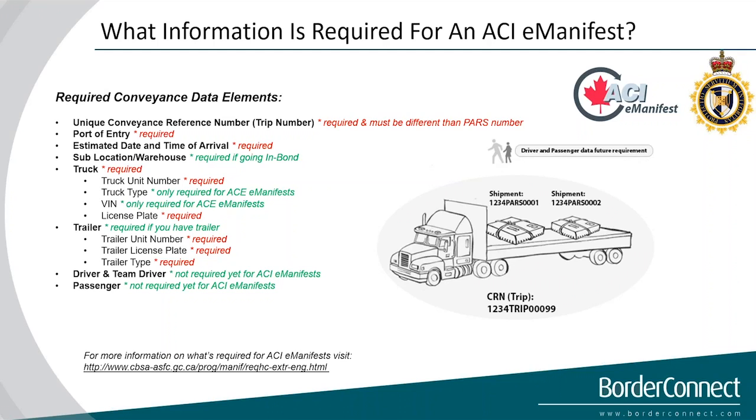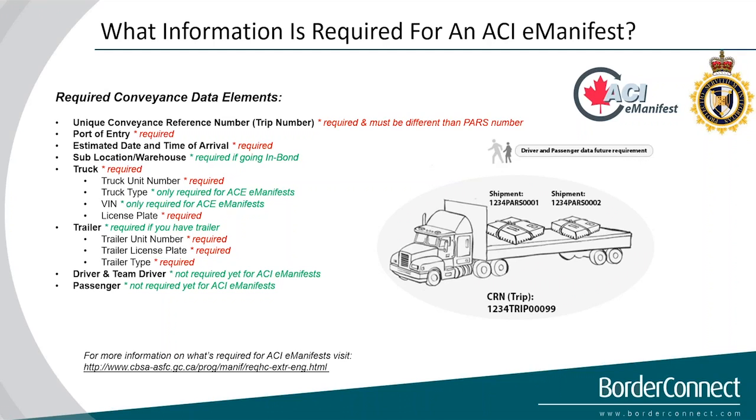If you're going in bond to a sublocation warehouse and it's being released inland, you will be required to put in the sublocation or warehouse, but if it's not going in bond, you can skip that field. Truck, trailer, and driver. You'll notice here there is a difference with ACI as opposed to ACE. For truck, you don't need the VIN number. You just need the truck unit number as well as the license plate. Everything else, such as the VIN number and truck type, those are only required for ACE manifests, and they're not necessarily needed in ACI. You can put that in there, obviously.